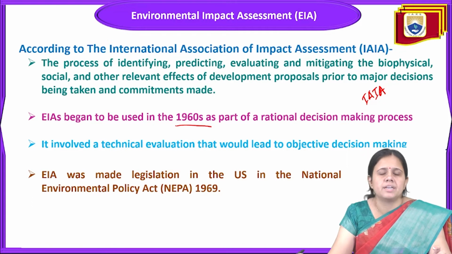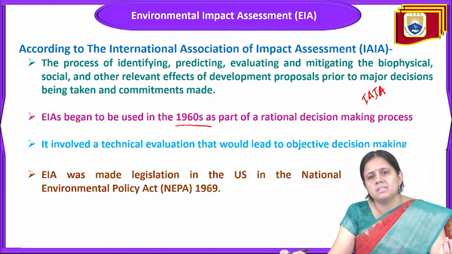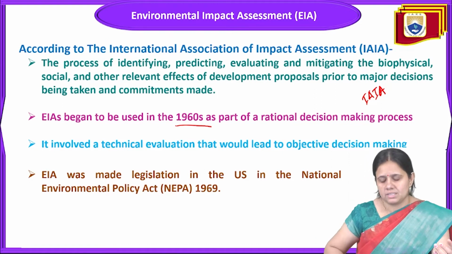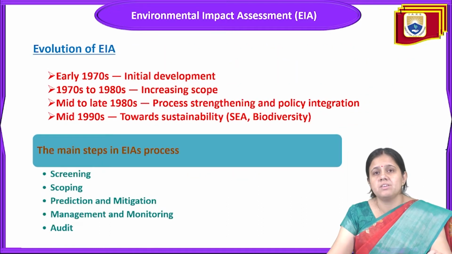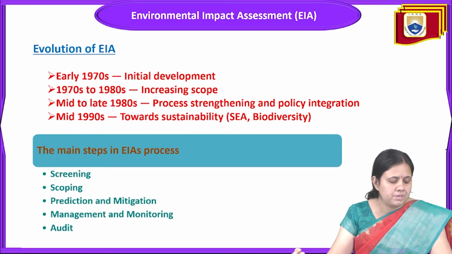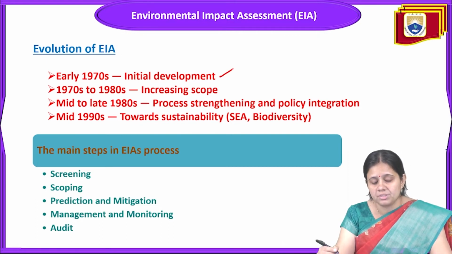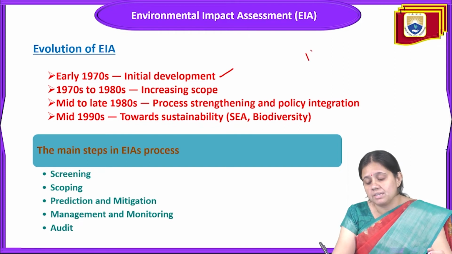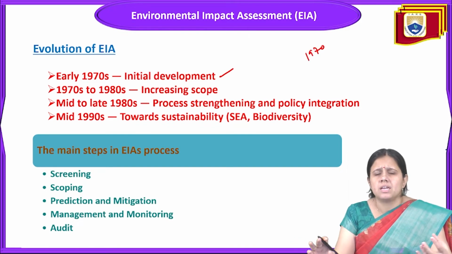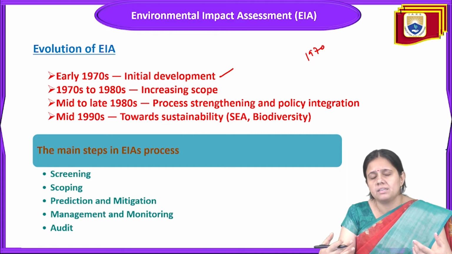EIA was first started in the year 1960 in the US, and it was added in 1969 to the National Environment Policy Act. And see, this is the evolution of EIA, means how this EIA has evolved. First of all, in the early 1970s, that is the initial development of EIA. Before 1970, there were some people and a little bit of discussion about this EIA, and that era was called the initial development of EIA.